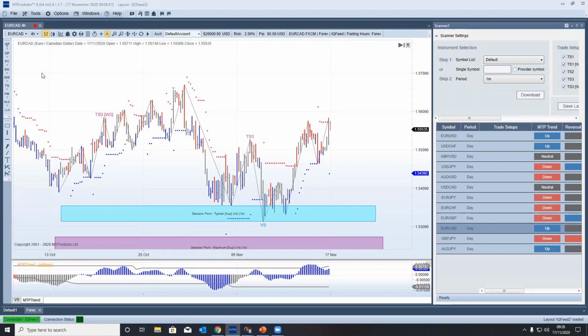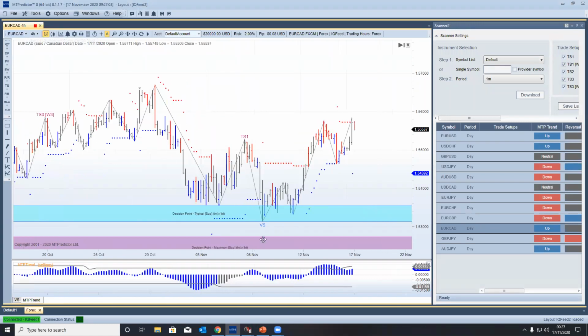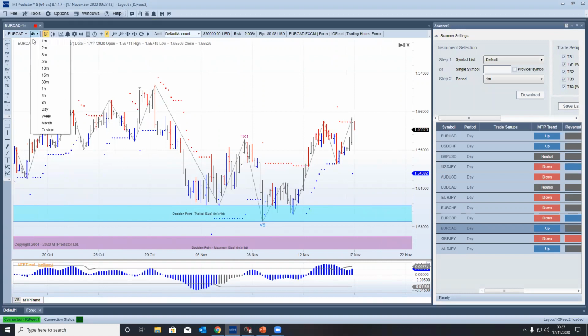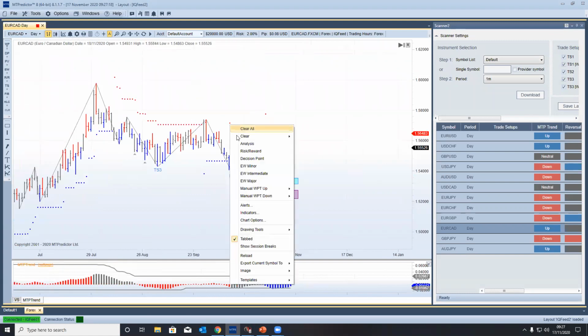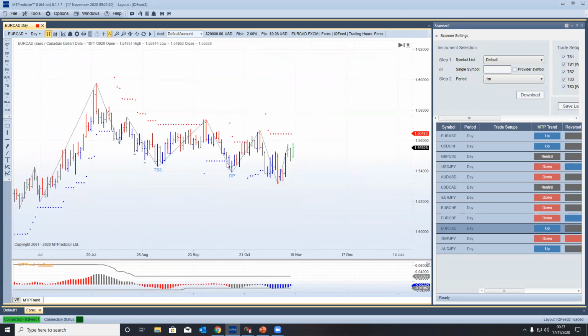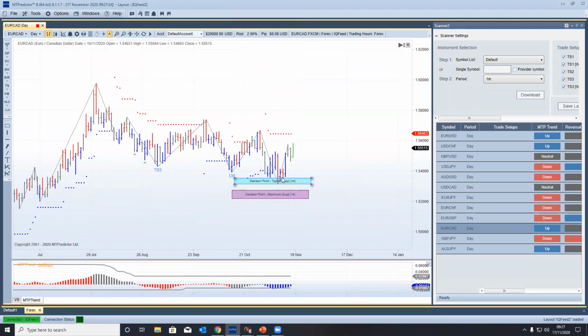So this is what I was looking at here on the Euro Canadian dollar. You can probably see what I was thinking. This is a 4-hourly chart. You can see we had a nice VS buy setup on a blue MTP trend, but look where that setup unfolded: at daily support. If I go to the daily chart and clear it all off, this was the last pivot low. Right mouse click, decision point. Can you see how we're at DP support?